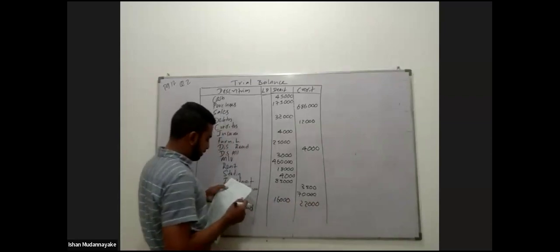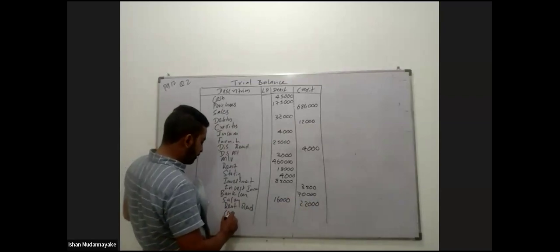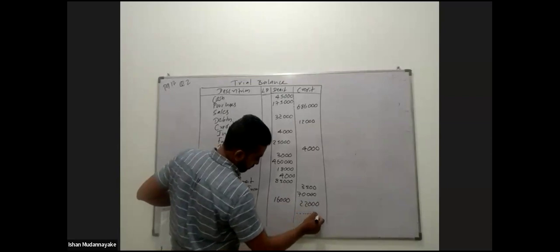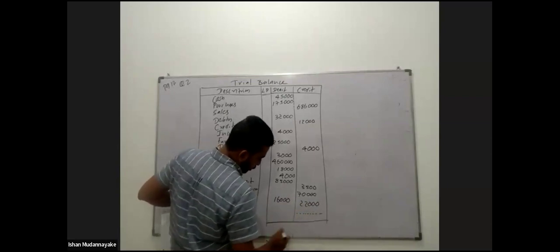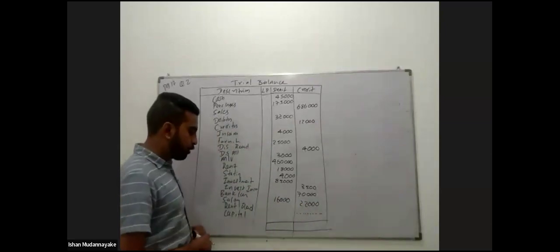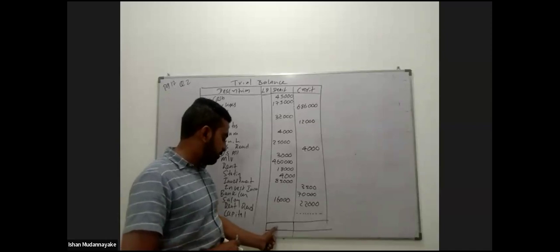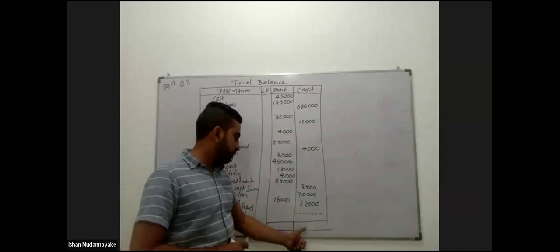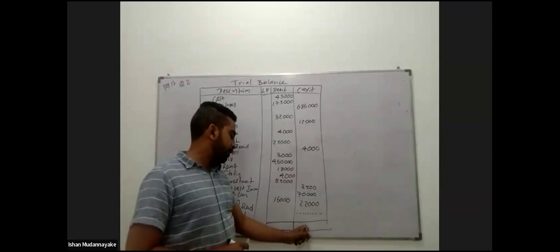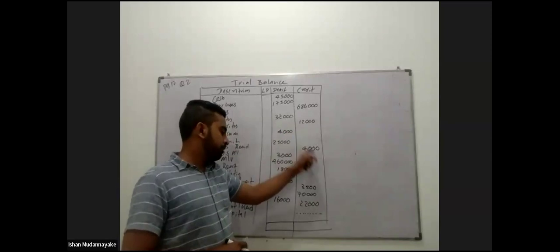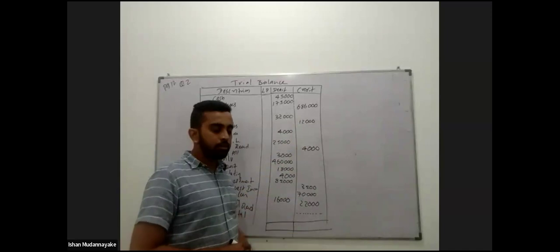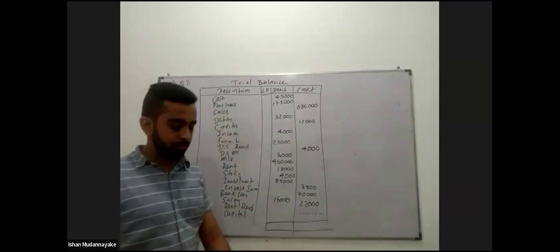Right, and the capital balance you need to calculate. Take the total of the debit side and write it down here, and then record the same amount in the credit side. From the total of the debit side, you need to deduct the total of the credit side. Then you can calculate the balance of the capital account.